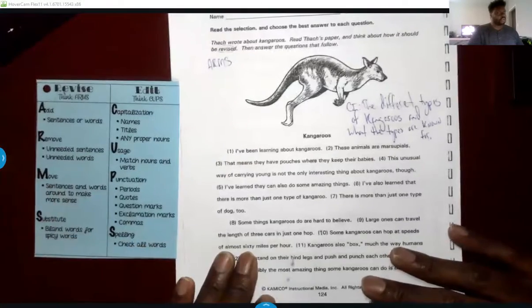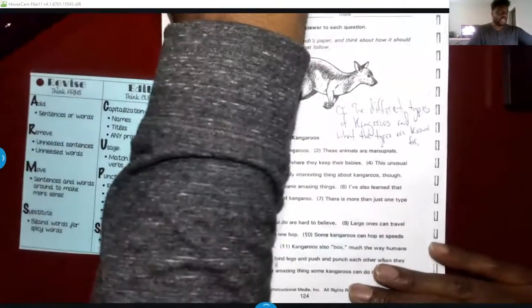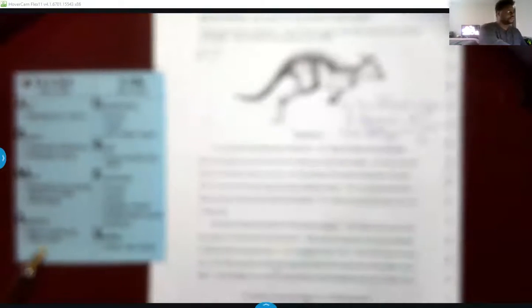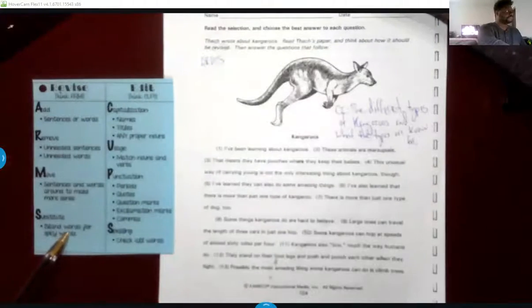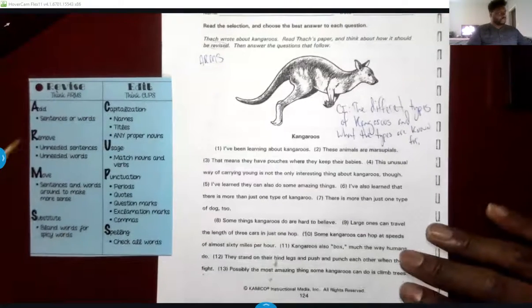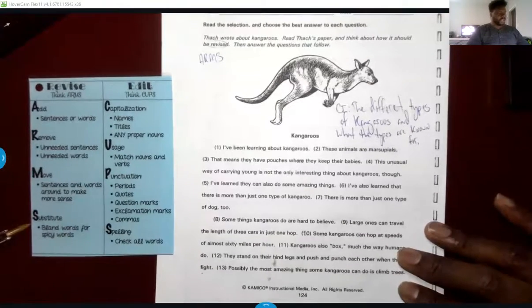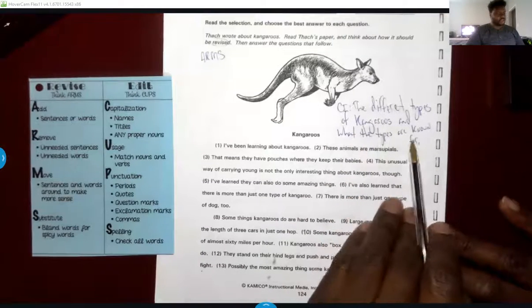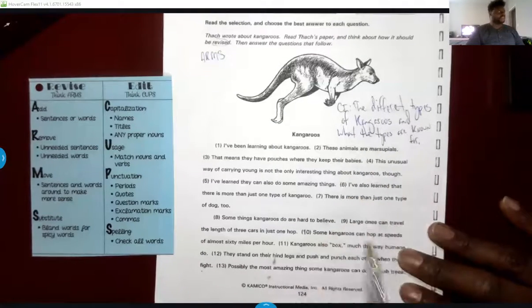So we're going to go ahead and close out this passage today with our last couple of questions. Remembering that we are revising, so we're doing ARMS, which is add, remove, move, and substitute, okay? Our central idea: the different types of kangaroos and what the different types of kangaroos are known for.